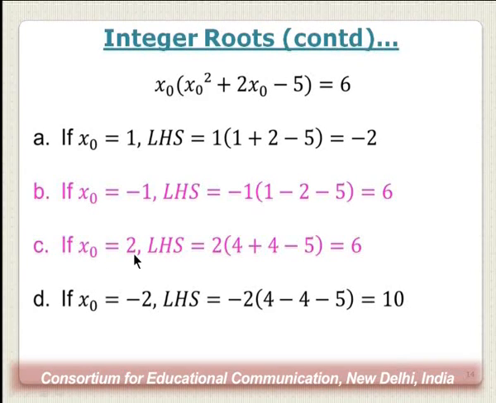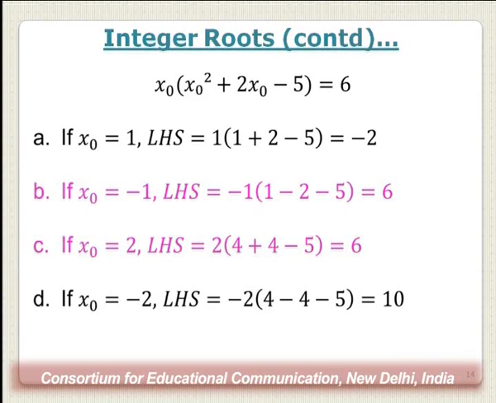Similarly, if x naught is equal to 2, if you substitute on the left hand side, you will get 2 times (4 plus 4 minus 5). These are very simple substitutions. You can try them even before you hear this lecture out. So here you again see that on the left hand side you will get 6 after substituting x naught equal to 2. So this is another integer root that I have highlighted in pink here.